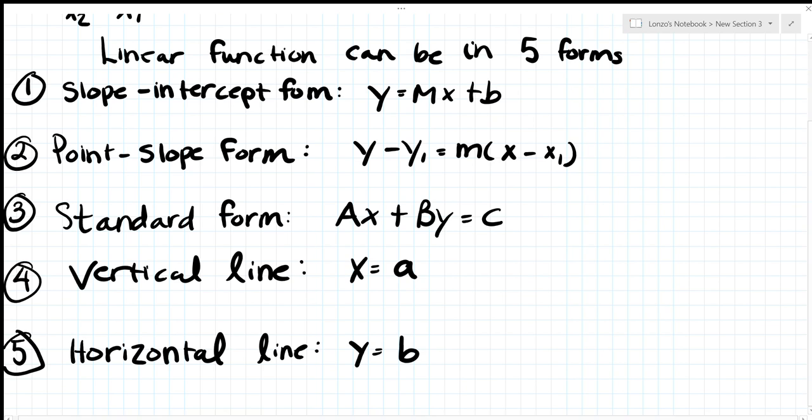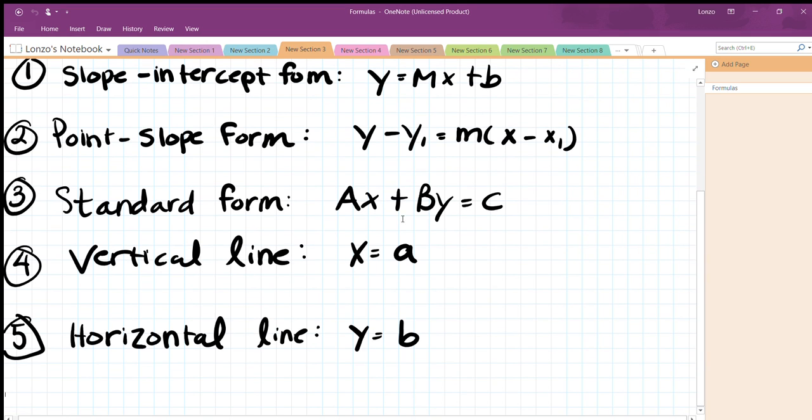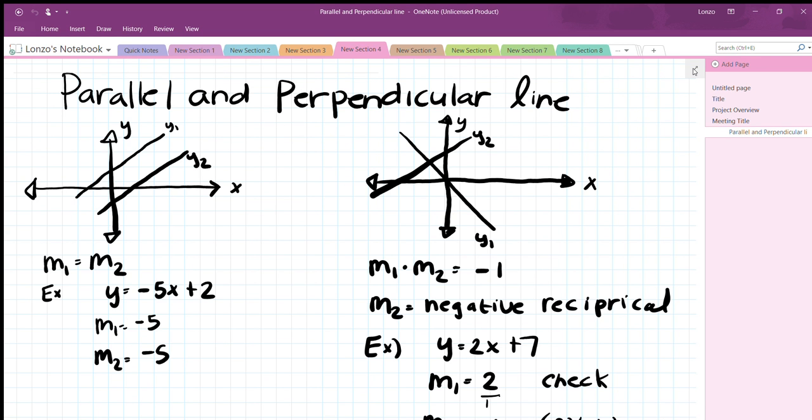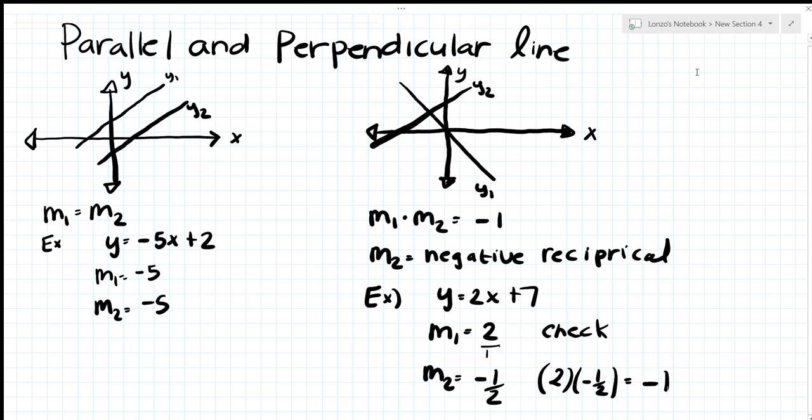Now let's talk about parallel and perpendicular lines of linear equations. Remember, parallel looks like this. These are two parallel lines. What does it mean when two linear functions are parallel? It means that their slopes, this graph and this graph, must be the same.